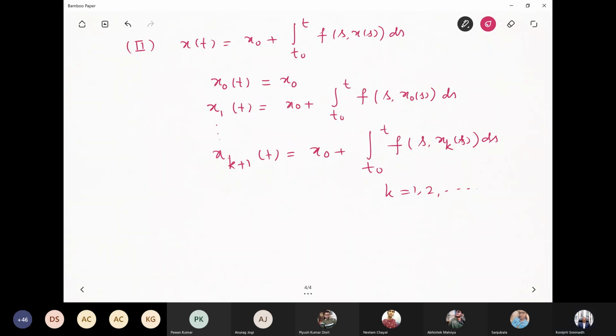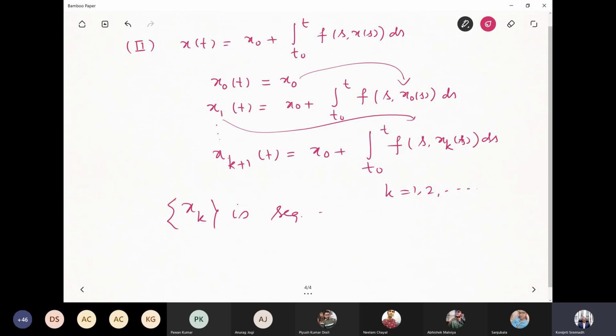These iterations are now well defined. Because x naught is a constant, if I put the constant here, I get f, which is a continuous function. Therefore the integral of the continuous function is differentiable, so x1 is differentiable. Once you have x1, just put x1 here, and keep doing it. So you generate a sequence of functions, xk, a sequence of continuous functions. In fact, they are differentiable functions.